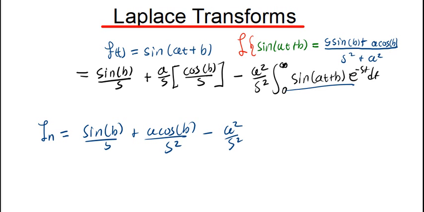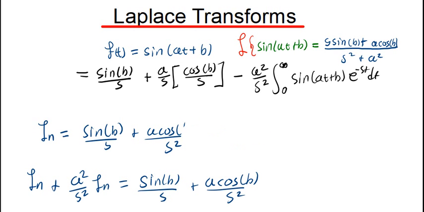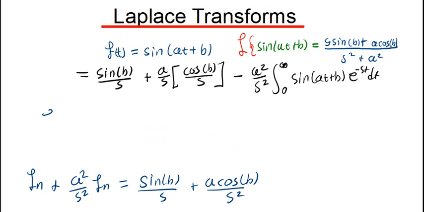But remember I can write this as In. So let us collect the like terms. So this is going to be In, plus a squared over s squared by In is equal to, I'm going to leave it as sine b there divided by s, plus a cos b over s squared, like that. Then I can now factor out the In, which is going to be 1 here, plus a squared over s squared.